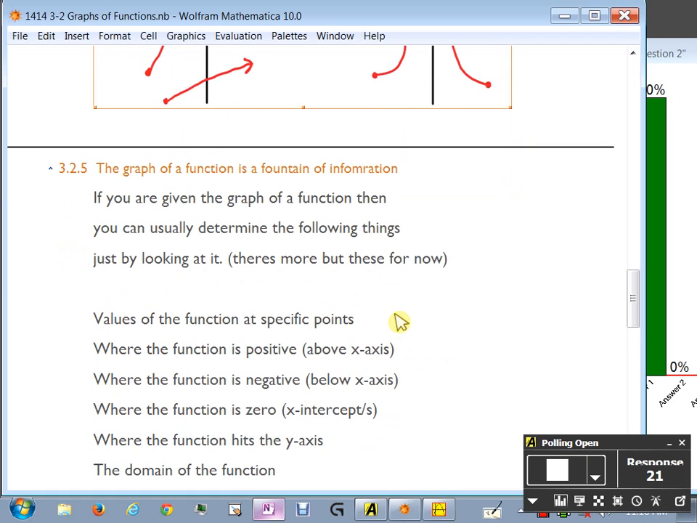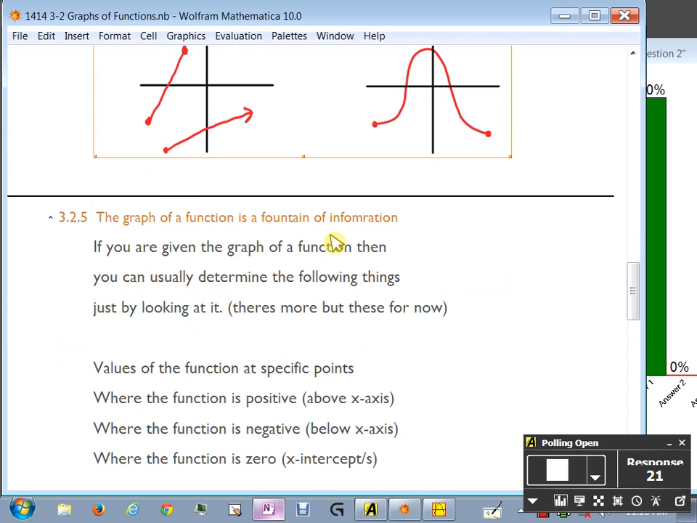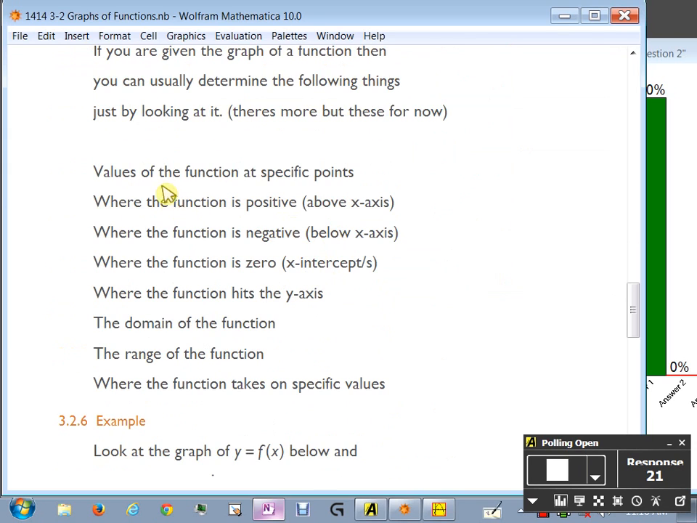The graph of a function is a fountain of information, all right? Just having the graph of a function, there's so many things that you can determine by just knowing its graph. For example, you can usually tell the values of the function at specific points. You'll be able to tell me exactly what the value of the function is at, let's say, 2 or -1. You'll be able to tell me where the function is positive.